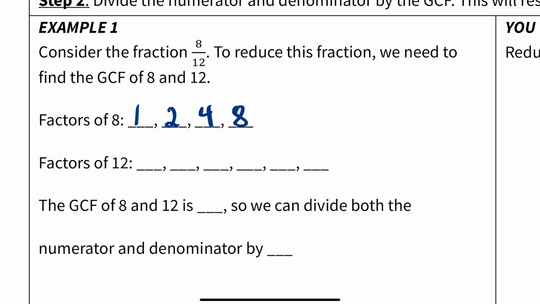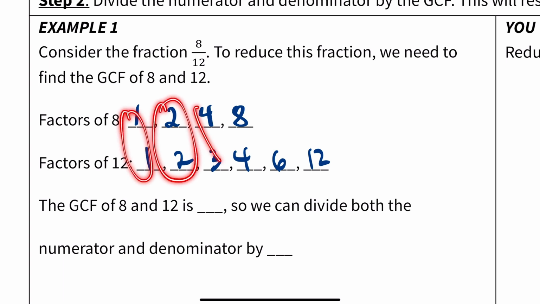Those are your factors. Same thing for 12. I have 1 times 12. I have 2 times 6. I have 3 times 4. So here are the factors of 12. So what are the factors in common? Well, we have 1, we have 2, and we have 4. What's the greatest one amongst those ones that are common? Well, 4 is the greatest one.